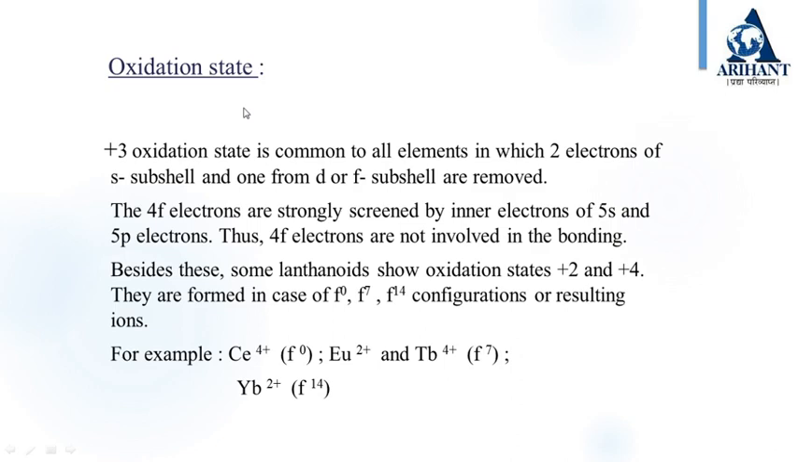Besides these, some lanthanoids show oxidation states of +2 and +4. They are formed in the case of f0, f7, f14 configurations in the resulting ions. These are cerium 4+, ytterbium f14 and so on.